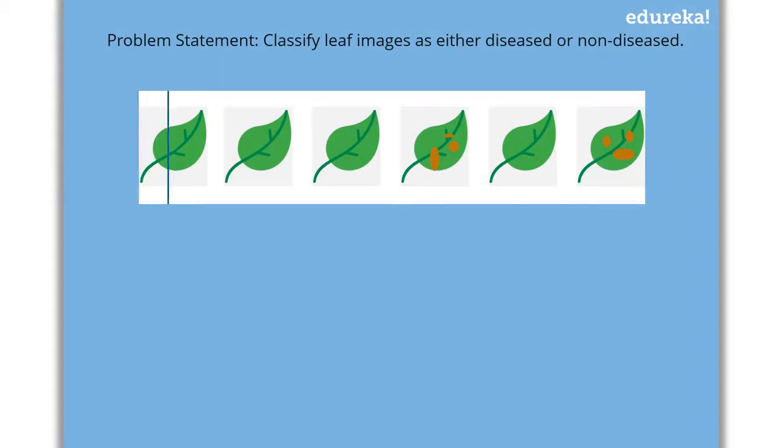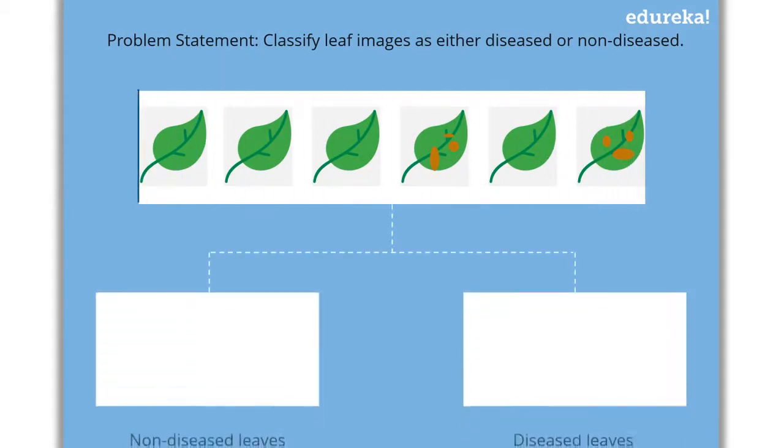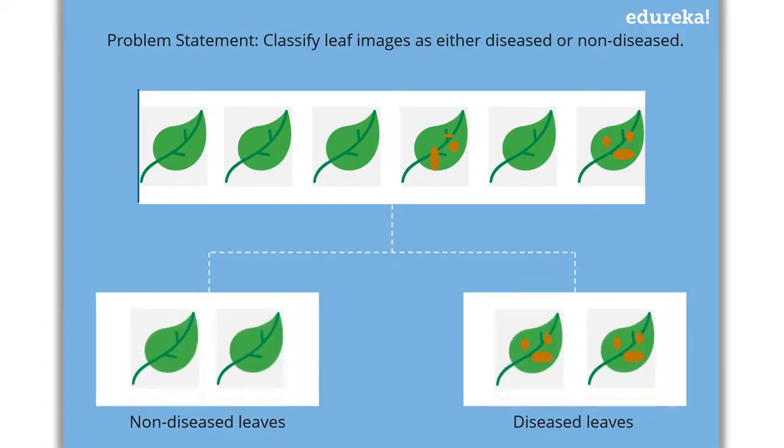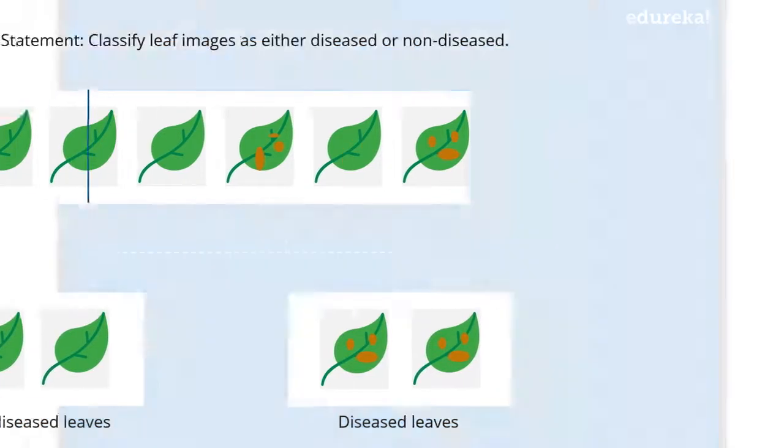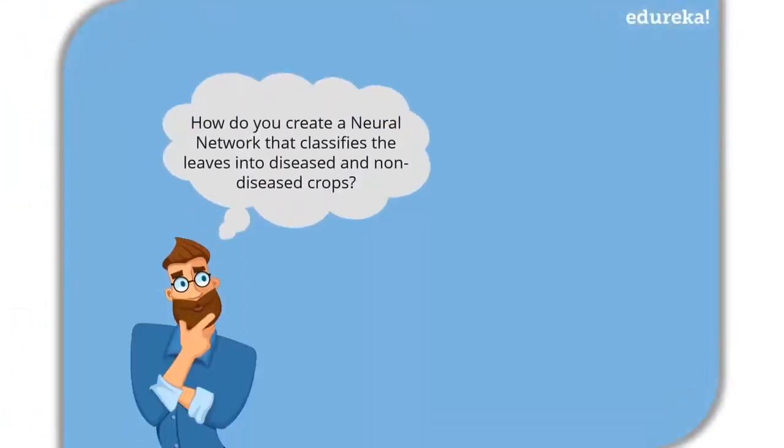So, let's understand neural networks with a small example. Consider a scenario where you have been given a set of labeled images and you have to classify them into two classes. One class containing images of non-diseased leaves and the other class containing images of diseased leaves. So how would you create a neural network that classifies the leaves into diseased and non-diseased crops?